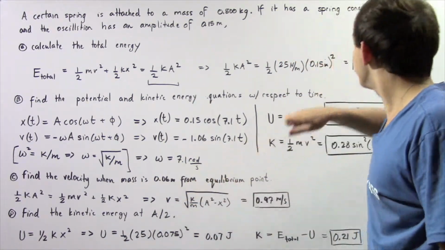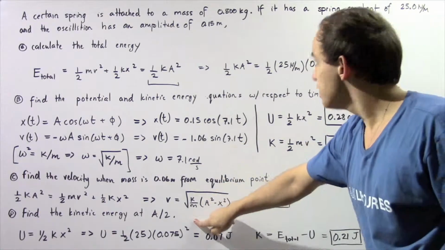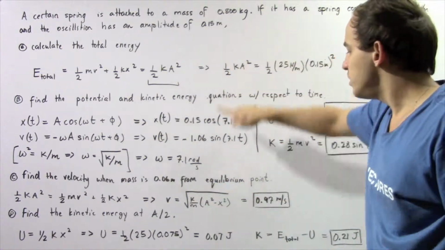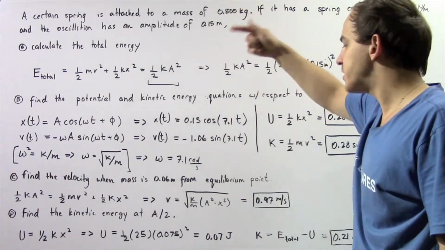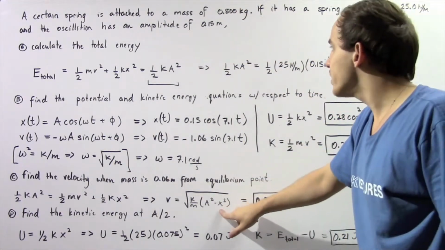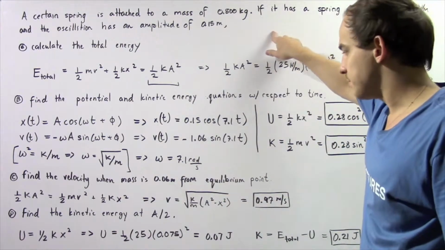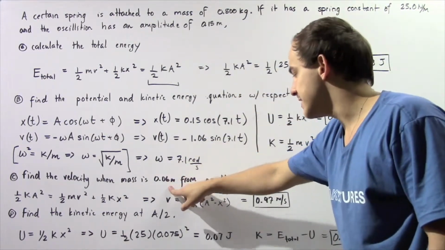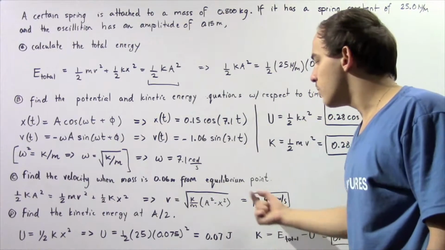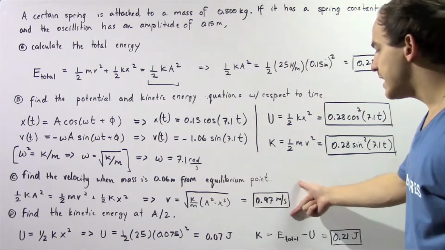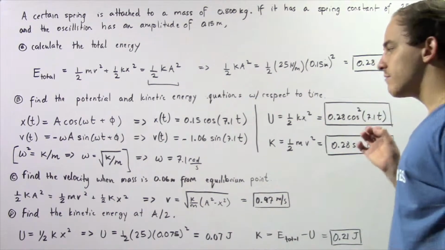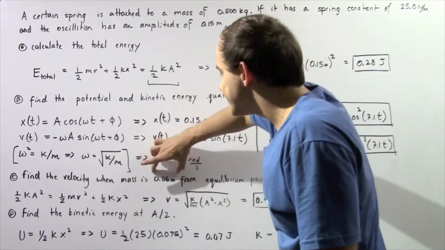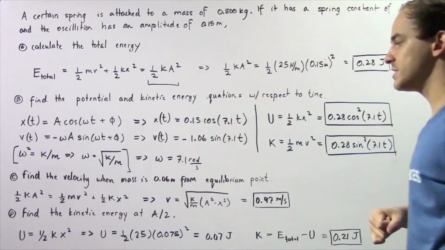So we know what k is, it's 25. We know what m is, it's 0.5. We know what A squared is, it's 0.15 squared, so 0.0225. We know what x is. x is simply given to be this quantity. So we calculate that, we multiply, take the square root, and we get approximately 0.97 meters per second as the velocity of the object when the object is this distance from the equilibrium position.